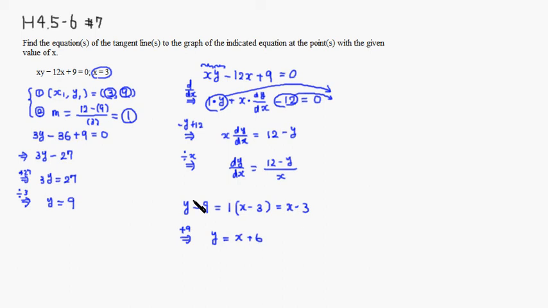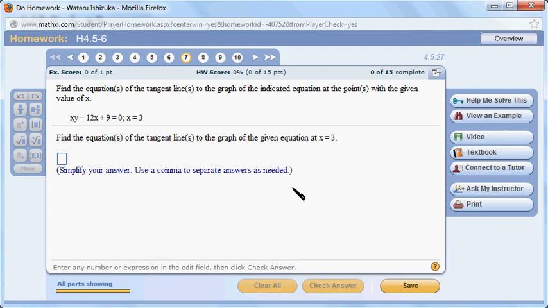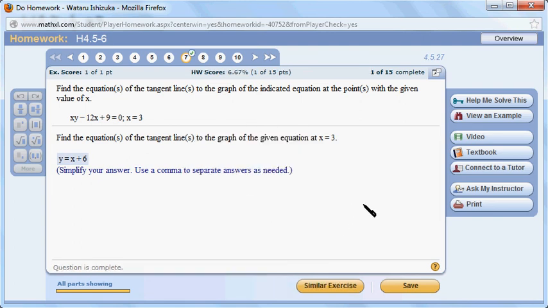Right, so let's type it in. Find the equation of the tangent line. So it came out to be y is equal to x plus 6. Right, so let's check the answer. Got it. That's it. I hope that this was clear.